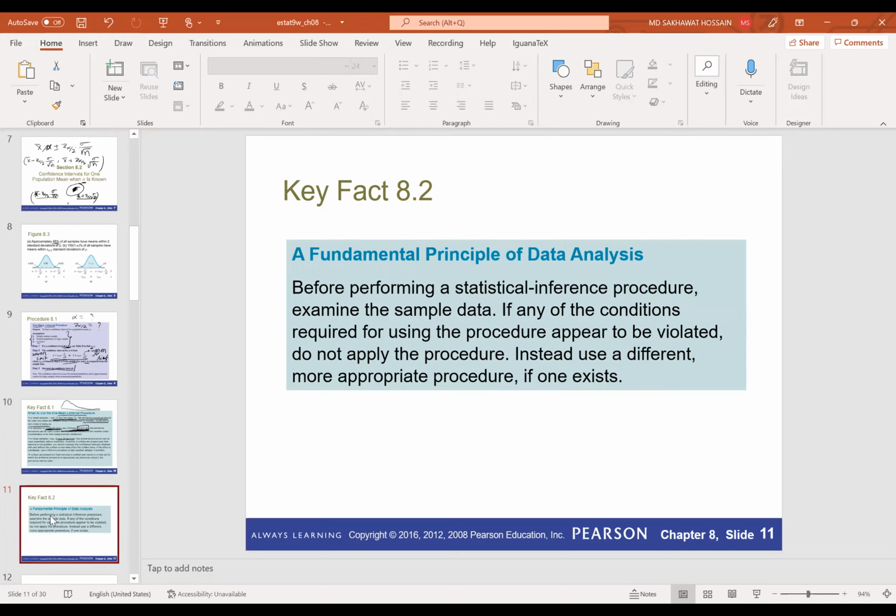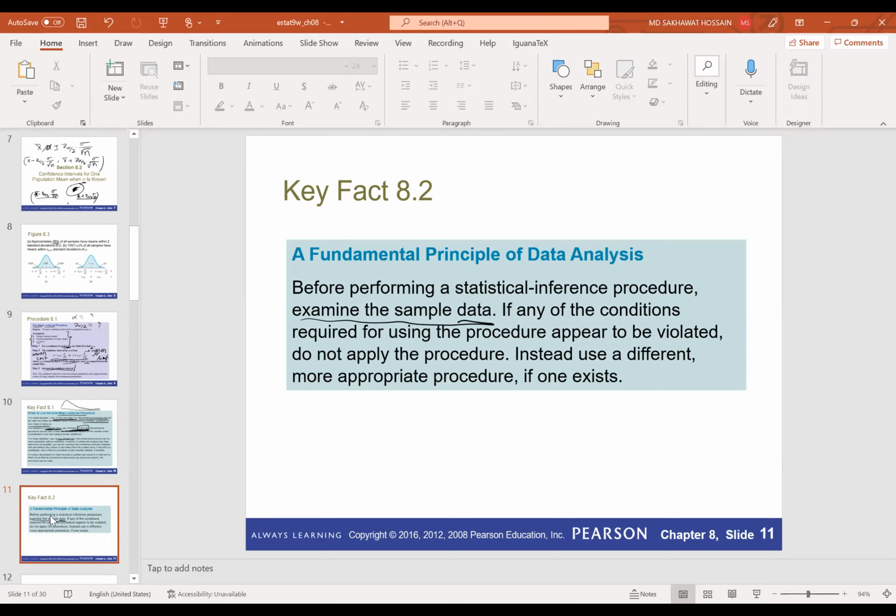So this is actually a fundamental principle of data analysis. So what does it mean? That means when you are constructing a confidence interval, or performing a hypothesis test, you will be using some procedure, right? But before doing that, you first need to make sure that the procedure you are using is the correct procedure. So before performing a statistical inference procedure, examine the sample data.